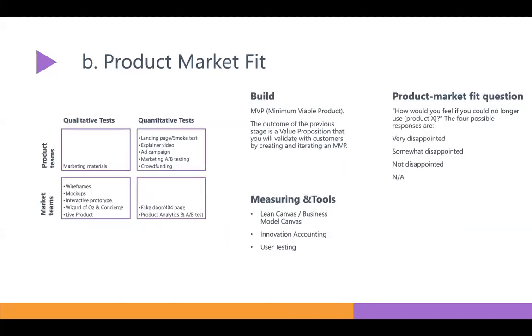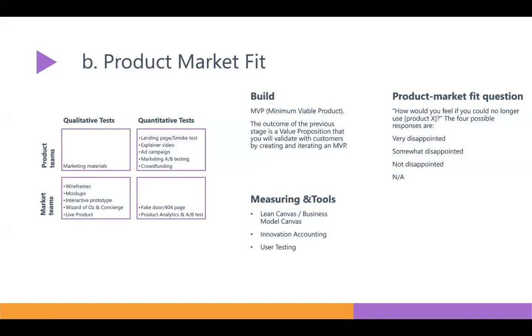So the build case here is that we are going to basically use one thing, which is the MVP, the minimum viable product discussed earlier. Now, the outcome of the previous stage is a value proposition that you will validate with customers by creating and iterating an MVP. Now, you will use MVPs with different levels of fidelity depending on what you are testing. So we want to prioritize testing products. So the typical MVPs we will use are Wizard of Oz and Concierge, Live Product, Fake Door, and A/B testing.